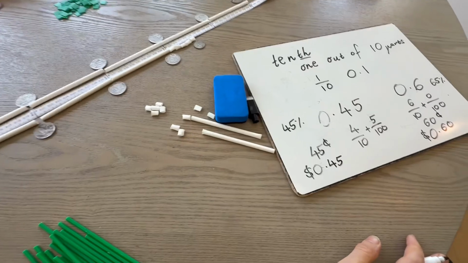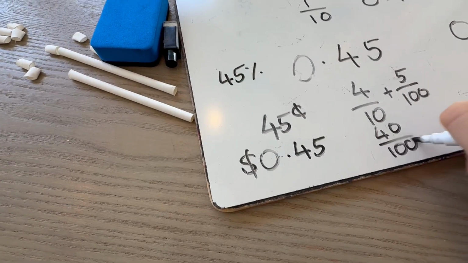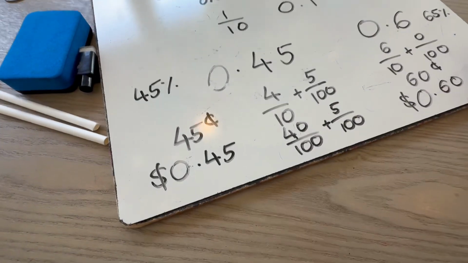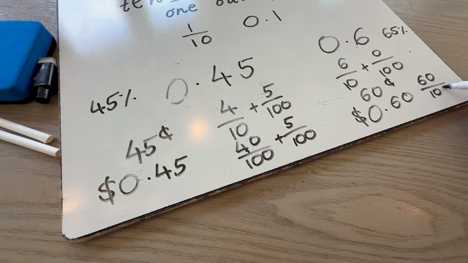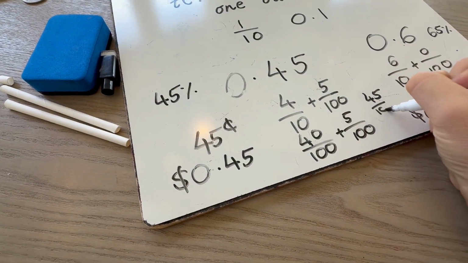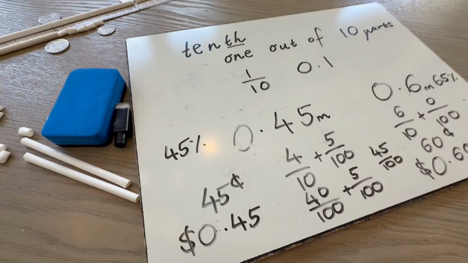Nice percentage link. So record as much as you can. This is also 40 out of 100 parts of the metre and 5 out of 100 parts of the metre. And this is 60 out of 100 parts of the metre, or we could write 45 out of 100 parts, obviously. And you could add this as metre too.